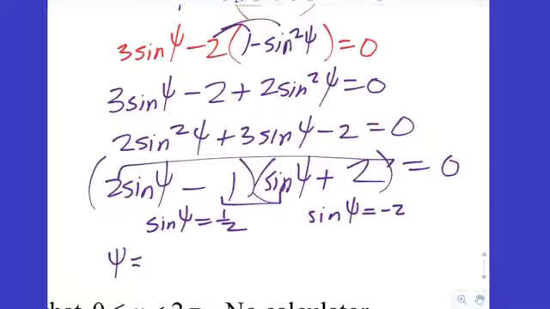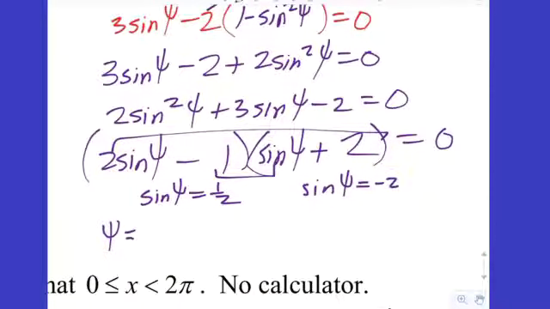So where is sine equal to 1/2? Between 0 and 2 pi. Pi/6 and 5 pi/6. Good. And we'll come back to those. And where is sine equal to -2? Anyone?